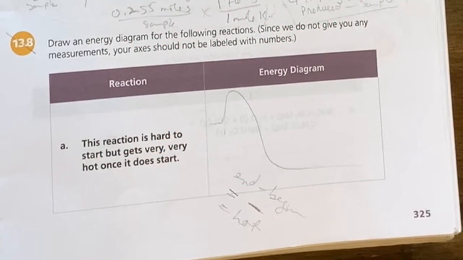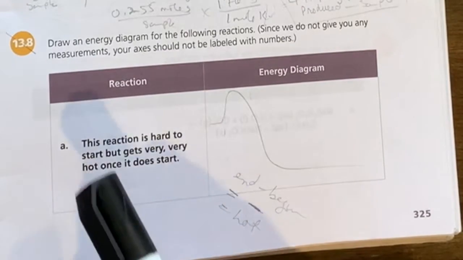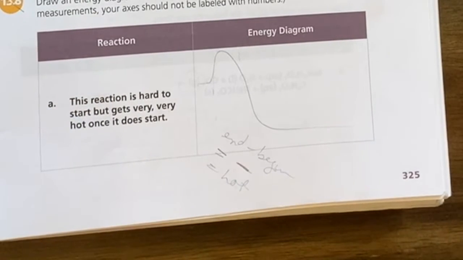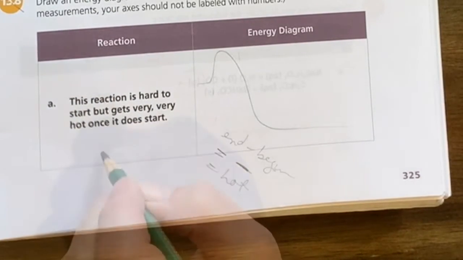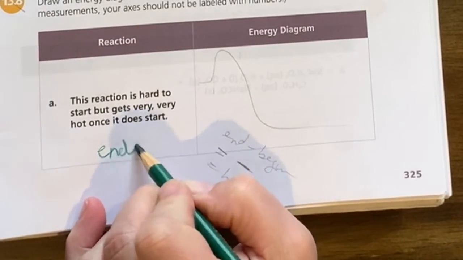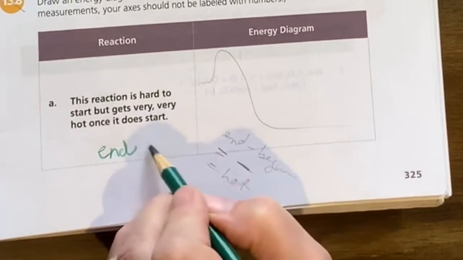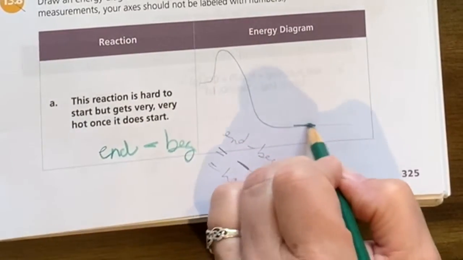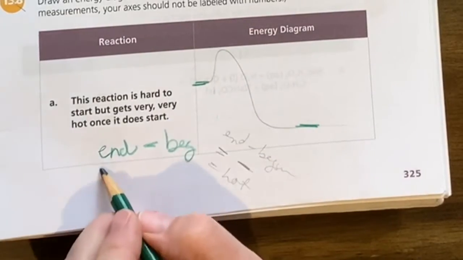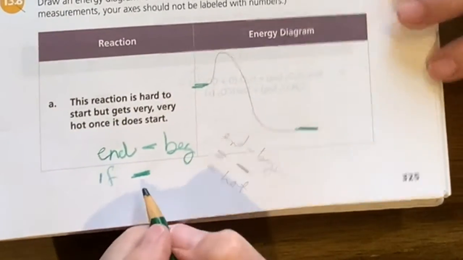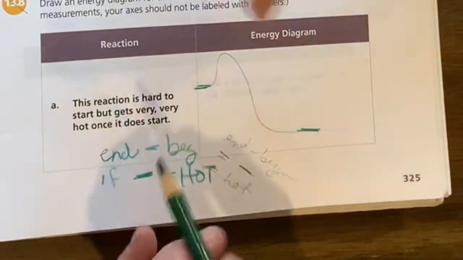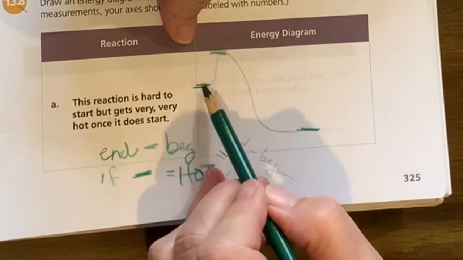Maybe you're going to have trouble seeing it, but I can redraw it. So we have a drawn energy diagram. This reaction is hard to start, but it gets very, very hot once it does. The ending of the reaction minus the beginning, that's how we know, right? So we have to take our ending minus the beginning. If it's a negative, it equals hot. Okay? So we know here that it's hard to start, so it has to have a hard ramp up.